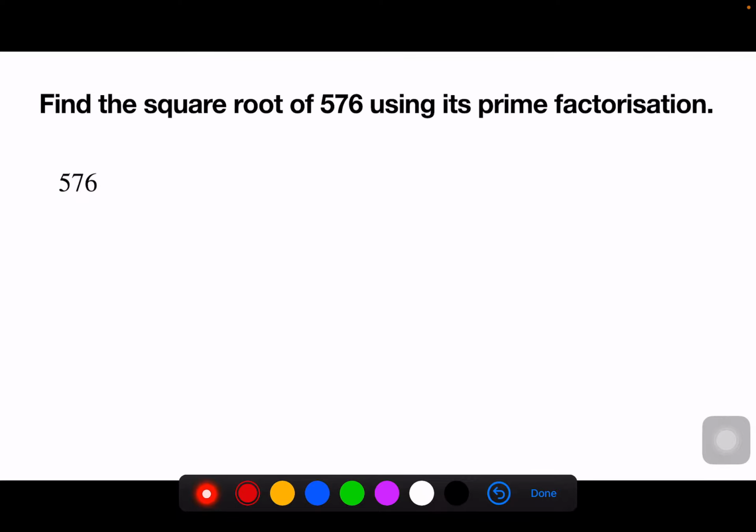Now, how about you try to do this question? Try to do this question on your own first. Find the square root of 576 using its prime factorization. Meaning that you have to find the prime factorization of 576. So express 576 as a product of its prime factors first. So what I would like you to do now is to pause the video right here. Pause now.